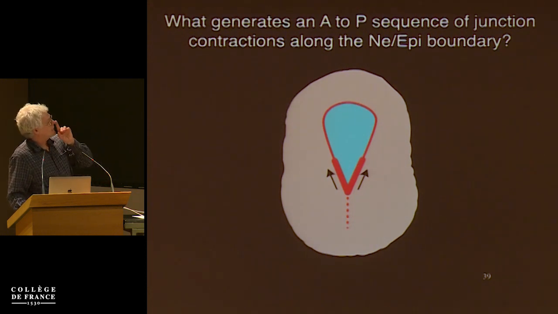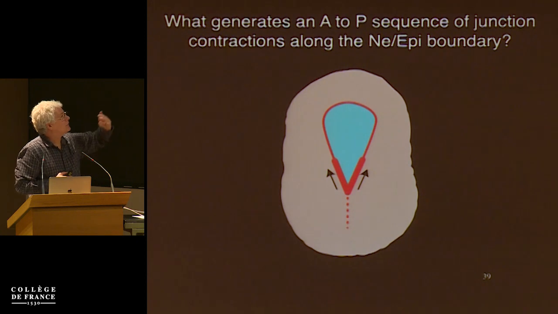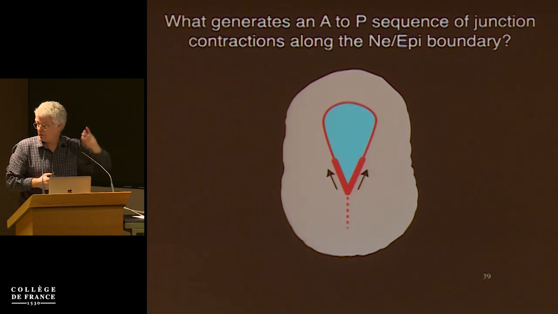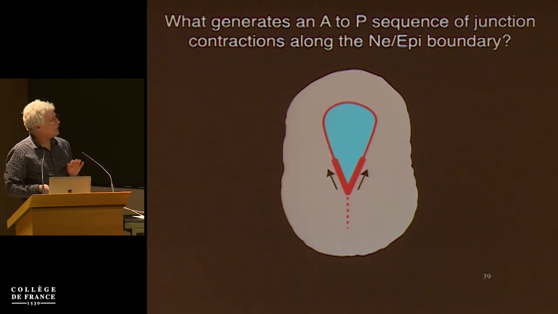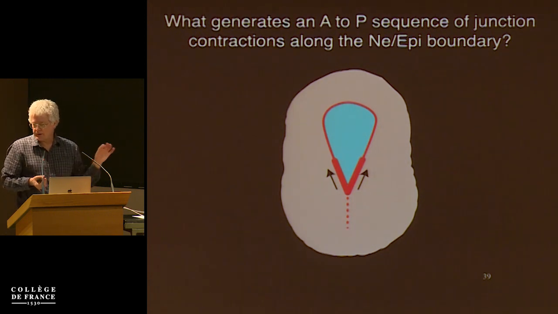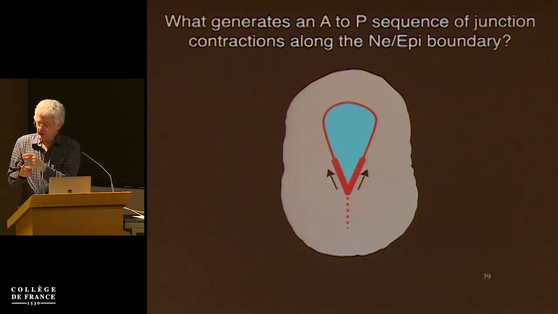So in the last few minutes, I just want to say a few words about what it is that generates this propagating A to P sequence of contractions along the neural epidermal boundary. So the short answer is we don't really understand how this works yet. But we've been able to rule out a number of mechanisms, I'm not going to show you the data, that might suggest themselves to you immediately, like a trivial mechanism that there's some developmentally encoded timing sequence so that cells further anterior are programmed to contract their boundaries later than the others.